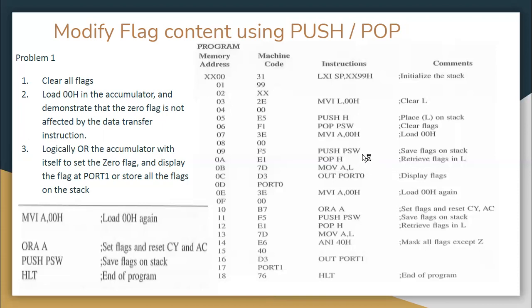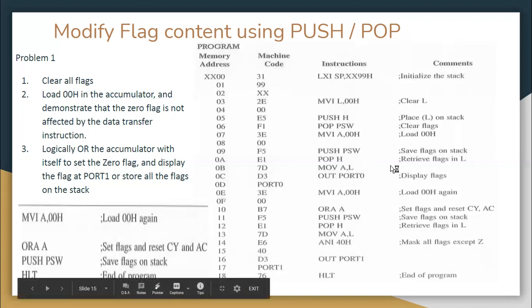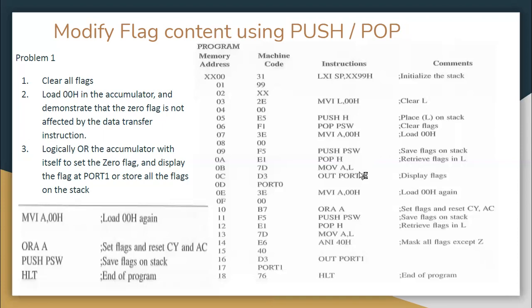So when you say H, in the L register the flag bits will be moved and in the H register the value of the accumulator will be moved. Now next we have to check the flag bits. In L only the flag bits are there. So that L is moved to the accumulator and we display the value of the flags in the output port.